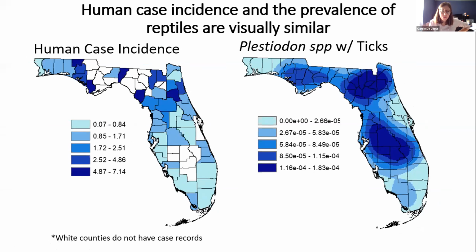And we then compared this to human cases. And so we saw that the northern part of the state has the higher case incidence, but we don't see too many human cases in South Florida, but it indicates with our reptile ticks on Plestiodon skinks that we do have a little bit of explanation on why we may be seeing some cases in Southern Florida. And we're still working on a way to statistically analyze and compare human case incidence to our hotspot data with Plestiodon skinks and their ticks.